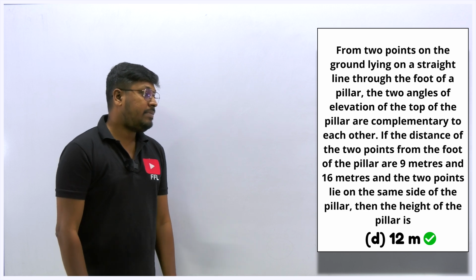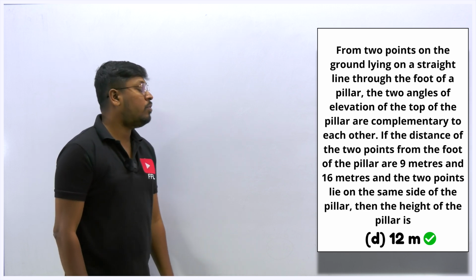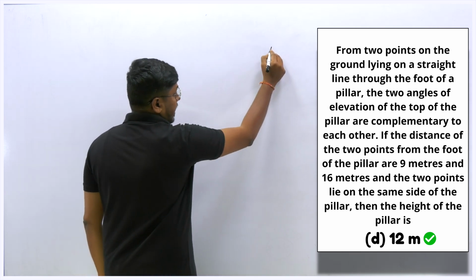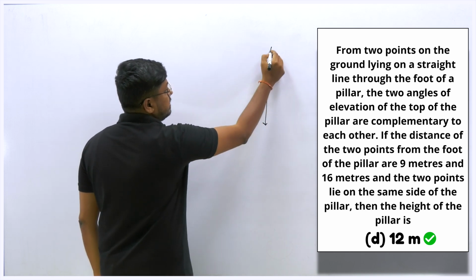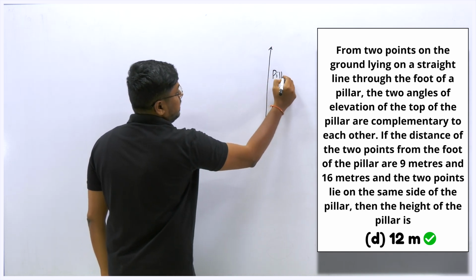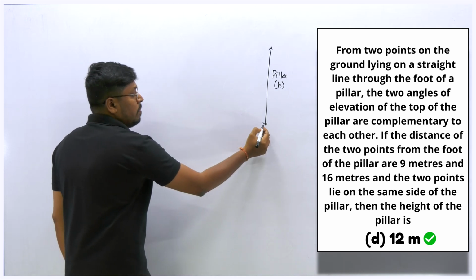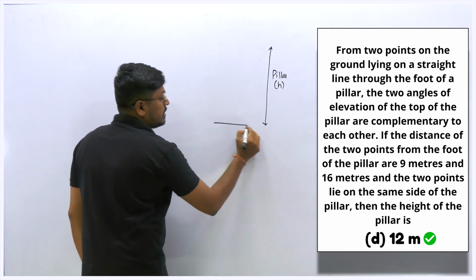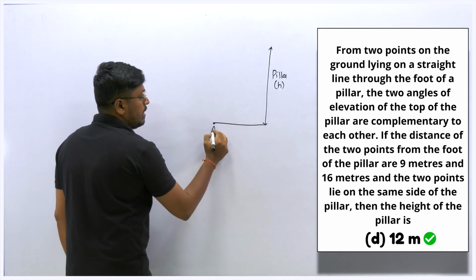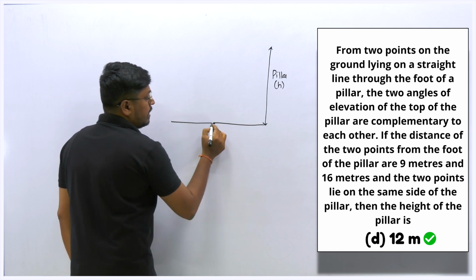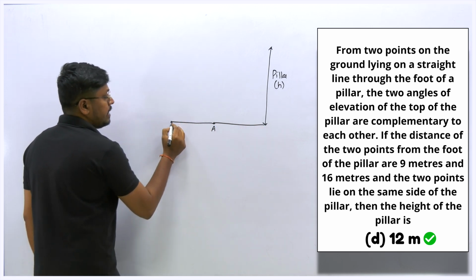And then what they are saying is the distance between 2 points from the foot of the pillar. So first we can draw the diagram, right? Let's consider this as a pillar. The pillar height was not given, so let's consider it as h. And there are 2 points from the foot of the pillar. The first point we can consider as A, and the second point from the foot we can consider as B.